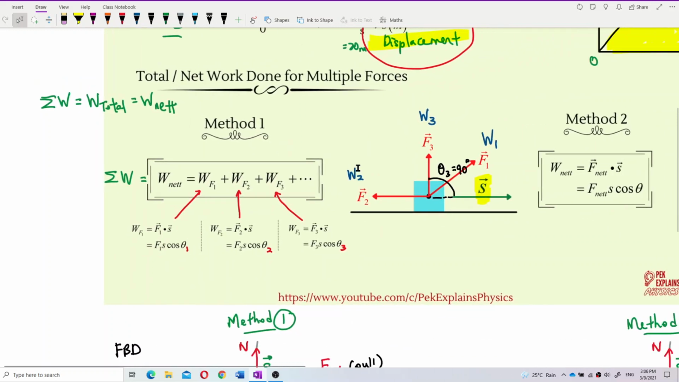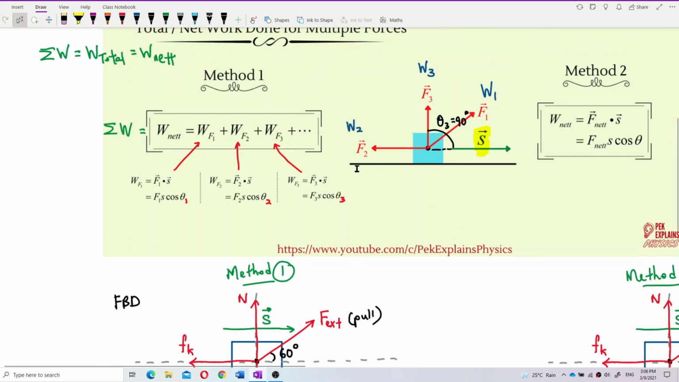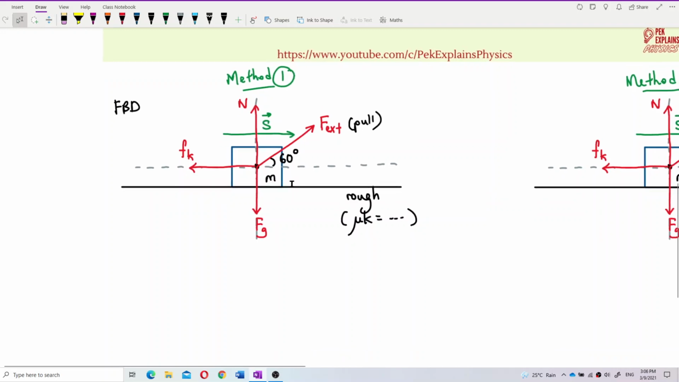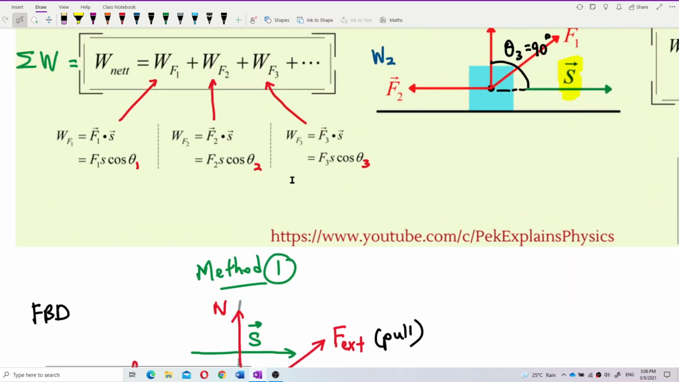Let us find out how. Let's say I have this condition for method 1: a pulling force at 60 degrees to the displacement, pulling to the right. And then we have the weight, the normal force, and the friction. We have friction because this surface is rough, since the mu k value is provided. So how do we find the total work done? First, you must find the work done for each force.